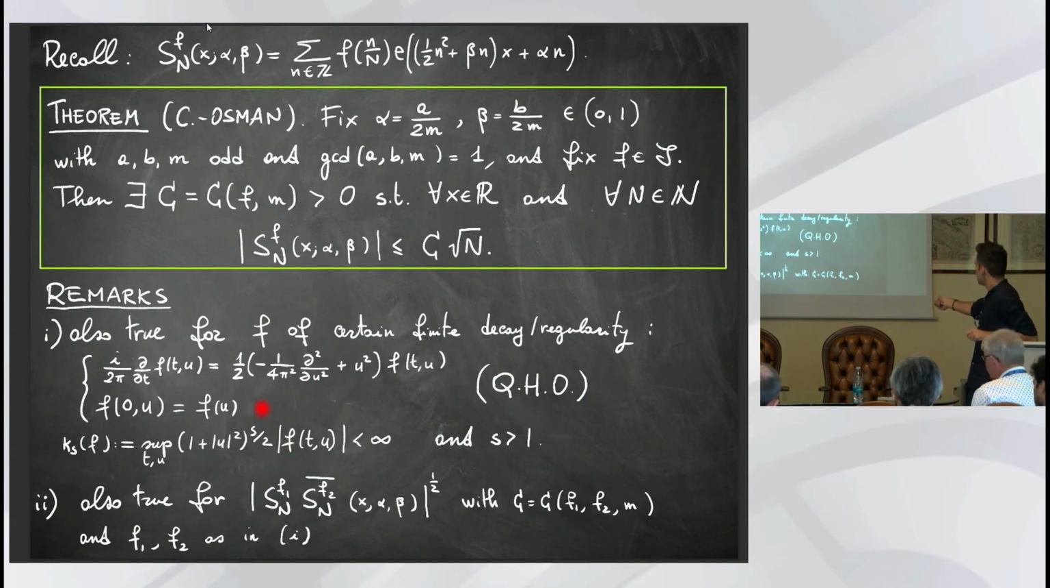The evolution of your function for time t has some amount of decay. So you multiply by (1 plus u squared) to the s over 2. So this quantity, the sup over both t and u, should be finite. And we want s to be at least 1. So if you take Schwartz functions, this will be true for every s. If you take the indicator that I told you at the beginning, this will be true for s equal to 1. And in particular, this doesn't hold.